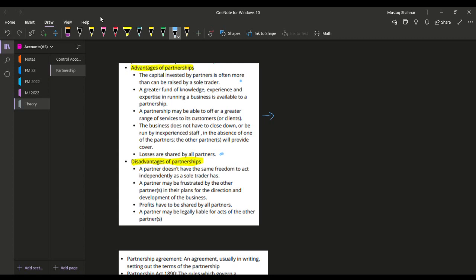A partner may be frustrated by the other partners in their plans for the direction and development of the business. This is basically conflicts might occur. So yeah, profits have to be shared by all the partners, a common disadvantage.